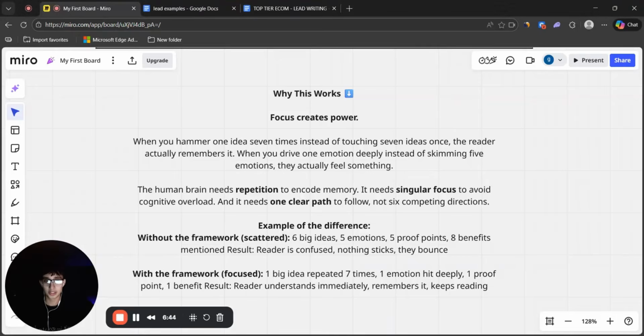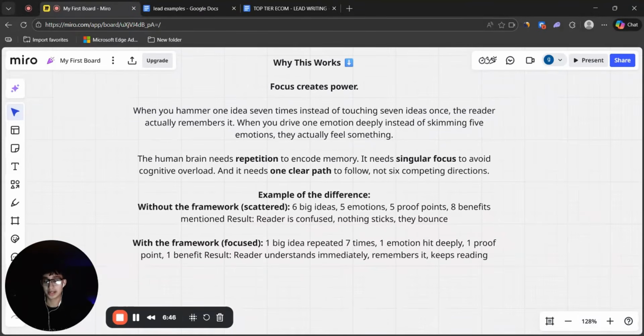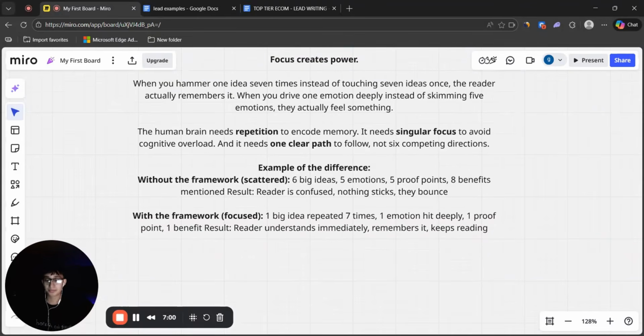So here's the difference. Without the framework, it's scattered: 6 big ideas, 5 emotions, 5 proof points, 8 benefits mentioned. The result: the reader's confused, nothing sticks, and they bounce. They're gone. With the framework, the reader is more focused, more engaged, more interested: one big idea repeated 7 times, one emotion hit deeply, one proof point, one benefit. The result: the reader understands immediately, remembers it, and keeps reading.